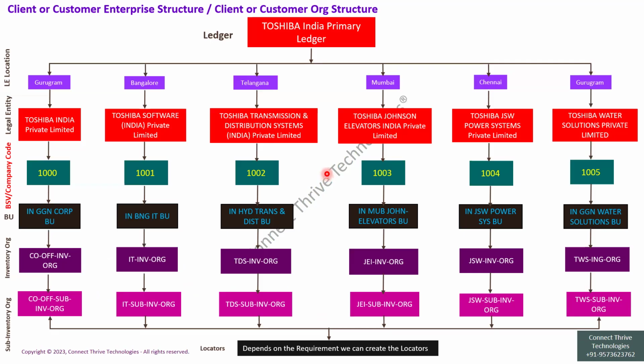Okay. So this is all about the customer and client org structure. In case any client or customer has one primary ledger, multiple legal entities, multiple company codes, multiple BUs, multiple inventory orgs or sub inventories, in case of the Toshiba related example. Okay. So this is one kind of example. I'm going to explain one more example for another client, another nature of business, that we'll see in another video. Okay. So this is all about this.